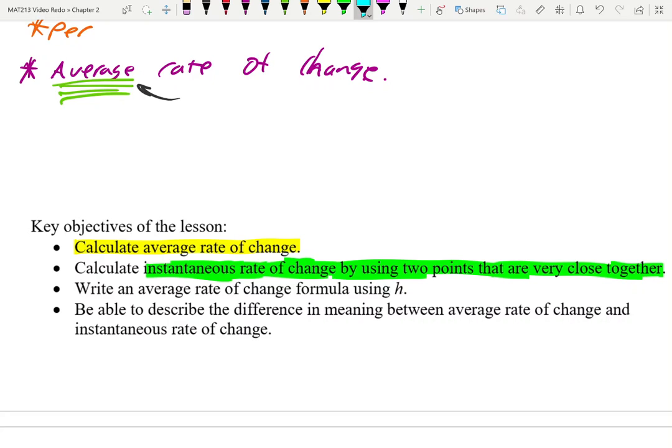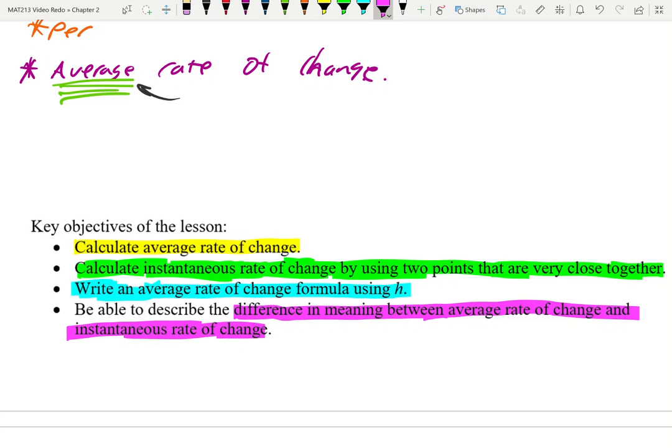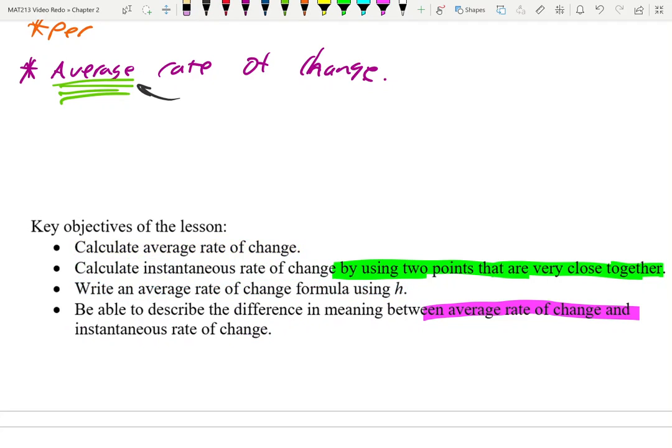The third thing we need to be able to do by the end is write an average rate of change formula using h. And last but not least, be able to describe the difference in meaning between average rate of change and instantaneous rate of change. This is going to be a major sticking point that comes later. Students struggle with identifying what to do if a problem has the words instantaneous rate of change, what to do if it has average rate of change, and the difference in meaning between the two. By the end of this lesson, hopefully we'll be able to answer all of those things.